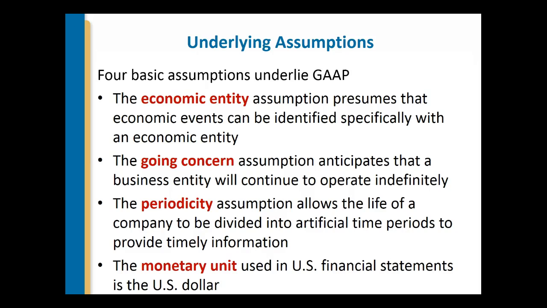The periodicity assumption relates to the qualitative characteristic of timeliness. External users need periodic information to make decisions. This need for periodic information requires that the economic life of a company be divided into artificial time periods for financial reporting. Corporations whose securities are publicly traded are required to provide financial information to the SEC on a quarterly or annual basis. Financial statements often are prepared on a monthly basis for banks and others that might need more timely information.